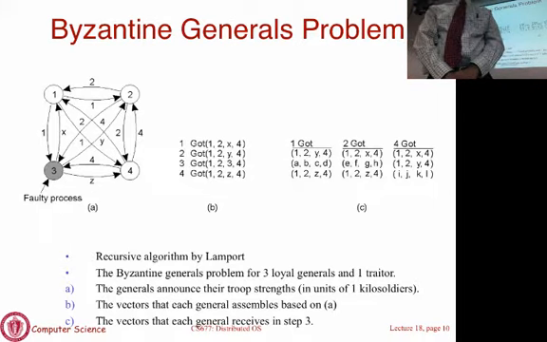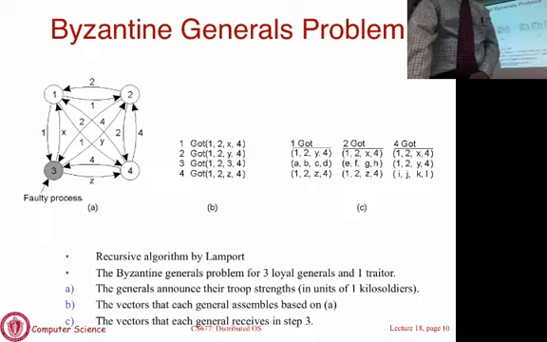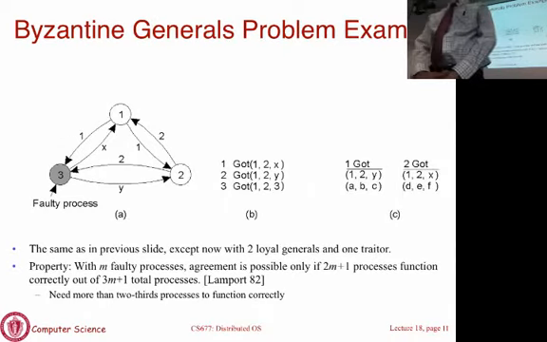Yes, question. Is there an intuition as to why 3m plus 1 is minimally required? Yes. So I'm going to show you why it is 3m plus 1. We'll do the same thing from one faulty process and reduce it from 4 to 3 nodes. Now you repeat this and see what happens. In this case, 3 is still faulty, 1 and 2 are not. So 1 is going to send 1 to other nodes, 2 is going to send 2, 3 is going to send x and y.